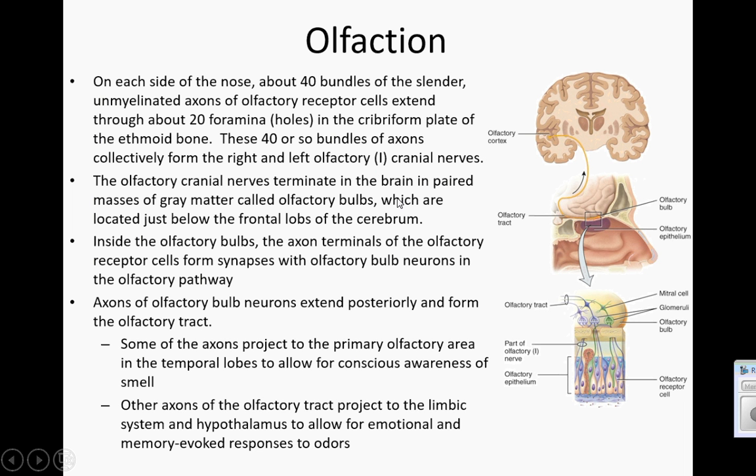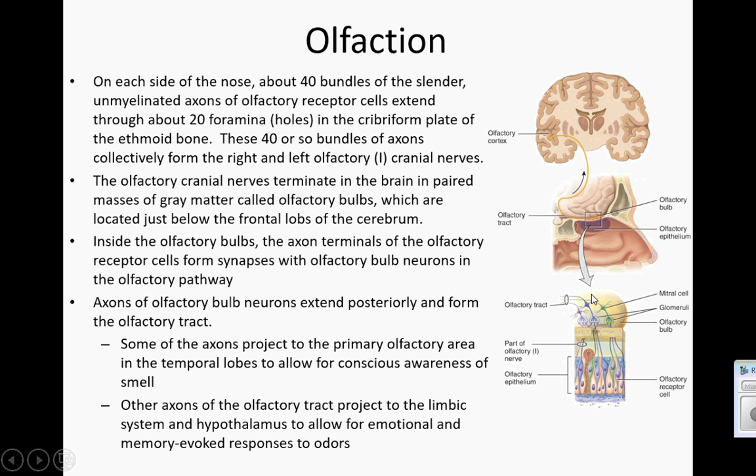Now, these olfactory cranial nerves terminate in the brain in paired masses of gray matter, which we call the olfactory bulbs, which we can see one is labeled here in our middle figure. This olfactory bulb is just a swelling located at the end of our olfactory cranial nerves. And it sits right above that ethmoid bone.